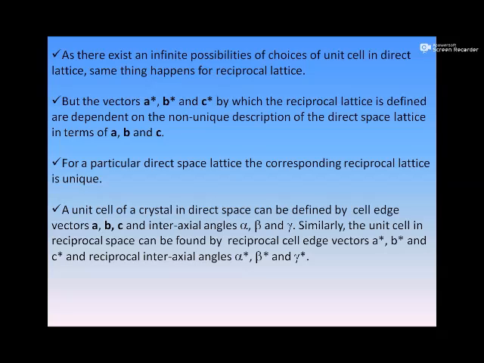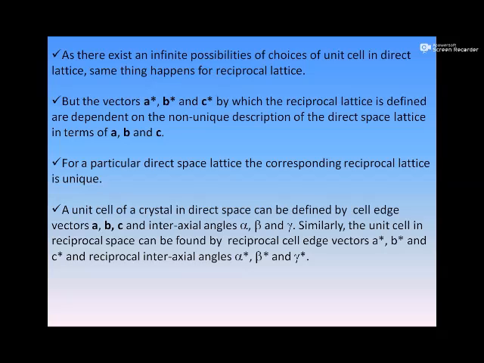I mentioned earlier. So once you get the information about that reciprocal lattice ABC, now a unit cell of a crystal in direct space can be defined by unit cell edge vectors ABC and obviously interaxial angles alpha, beta, gamma. In a similar way, the unit cell in reciprocal lattice space, which is defined by myself depending on a particular choice of ABC, can be found by reciprocal cell edge vectors A star, B star, C star.